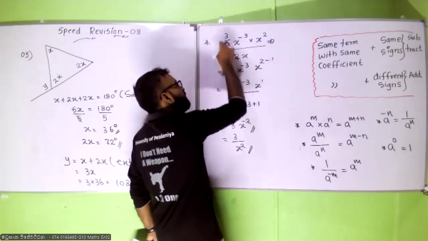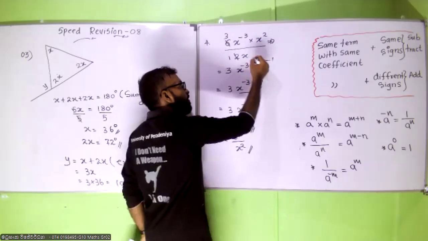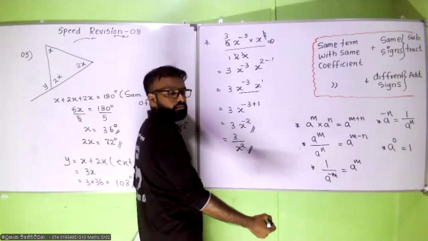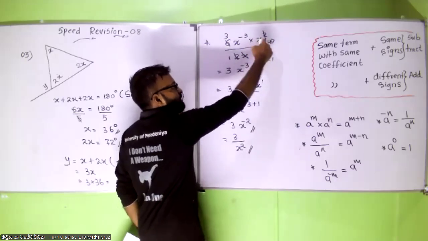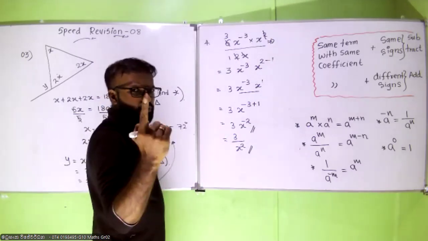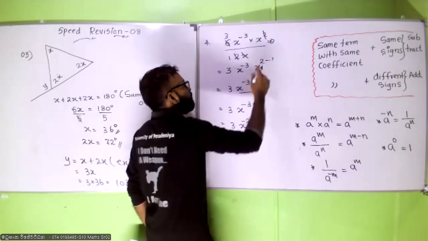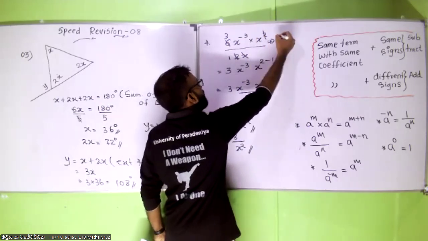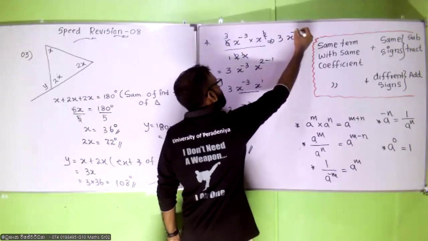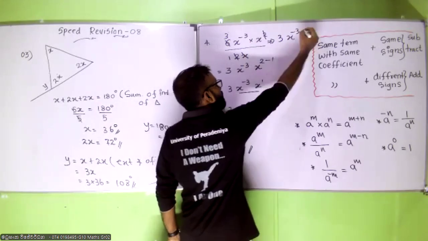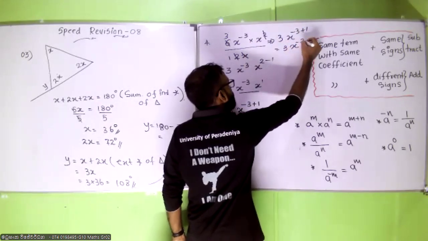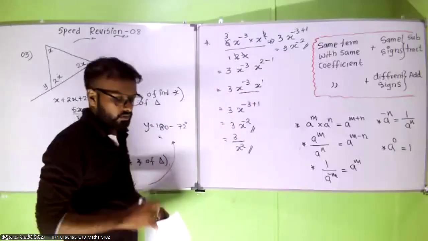Now 2 times 1, 2 times 3, 6, right? And here you have x. X cancels out, 1 x. Here you have 2 x. X to the power 2 divided by x means 1 x has been cancelled. So remove it. Then you can directly apply. Here you have 3, here you have x to the power minus 3 multiplied by x, that means plus 1. 3 x to the power minus 2. Done. Correct?